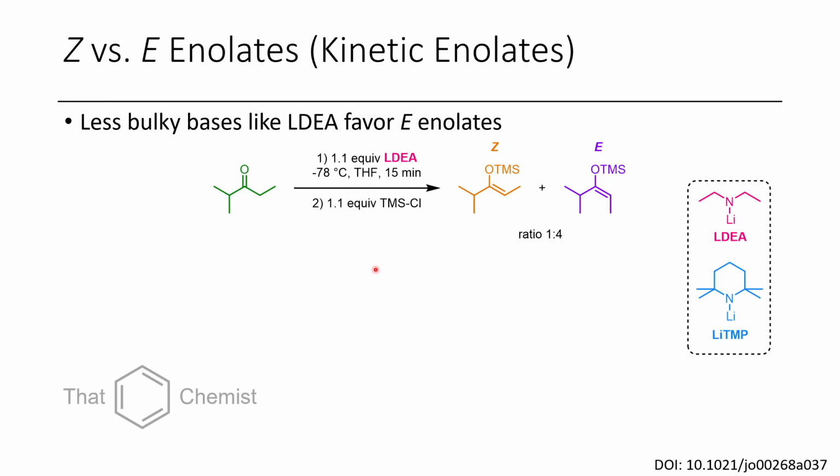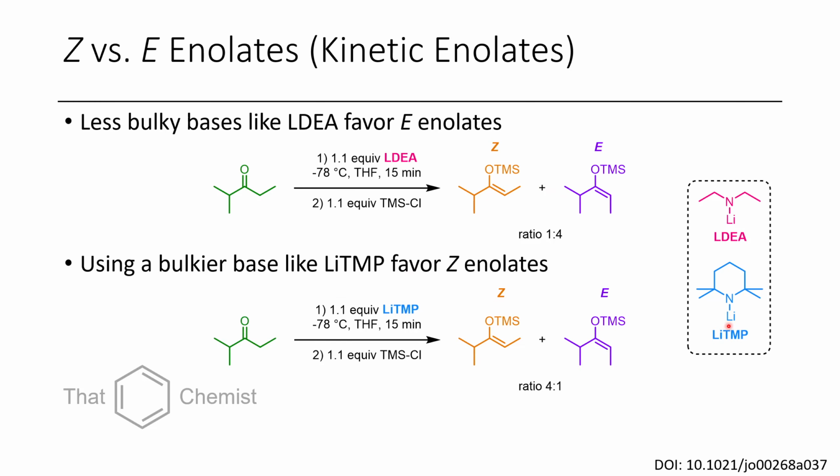One of the things we can do to generate a Z versus an E enolate, in this case we have a TMS enolate. Sometimes silyl enolates are called silyl enol ethers. When we use a less bulky base like lithium diisopropyl or diethyl amide, we'll actually prefer to get the E enolate. However, if we use a bulkier base such as lithium TMP, we tend to favor the Z enolate.